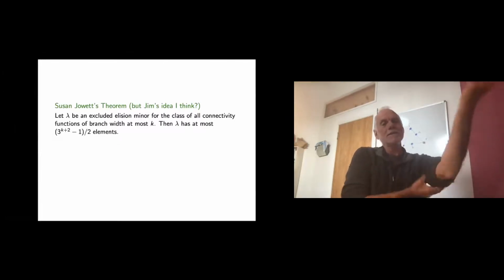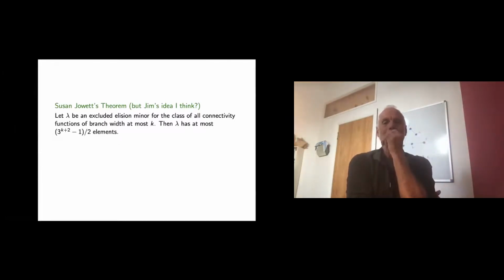And Susan proved in her master's thesis that if you give me an excluded lesion minor for the class of all connectivity functions, then it has at most (3^(k+2) - 1)/2 elements. This is Susan's theorem, but I'm 99% sure that it was Jim who first realized that this is something you could do. I don't know if Jim had this notion of substructure in mind, but anyhow, I'm pretty sure the idea was Jim's.